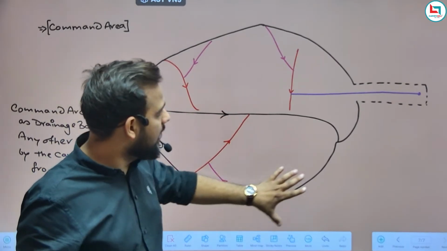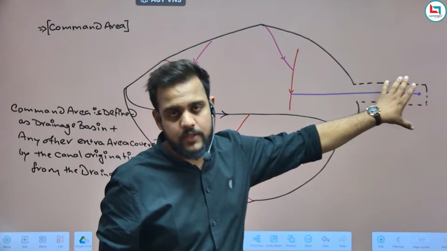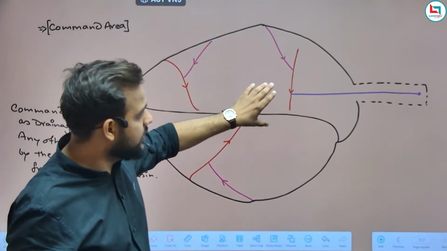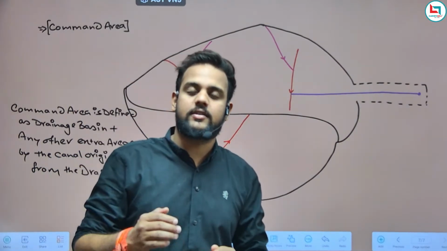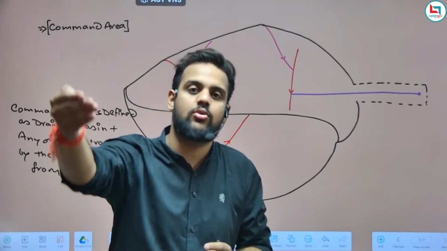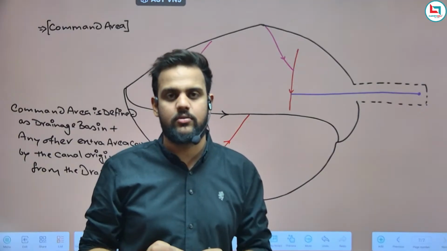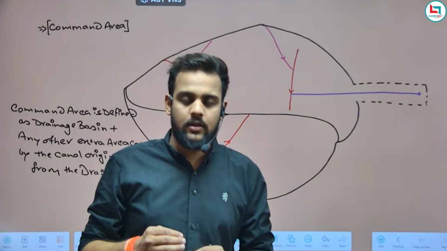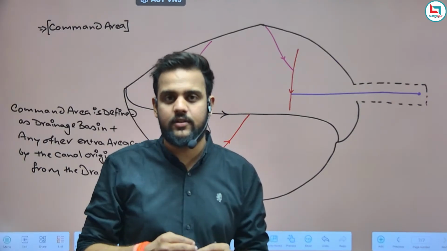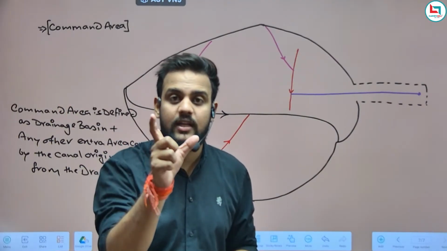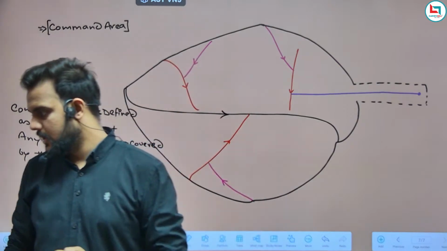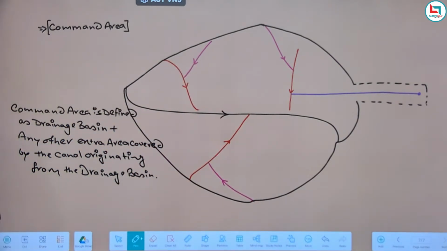So the drainage basin plus any extra area which is getting water through a canal from this main river is known as the command area. Remember, if we have constructed a canal and we are supplying water to any other area which is not naturally part of the drainage basin of this river, then that area plus the drainage basin is known as the command area. Remember this. The command area is the total area where the main river, its tributary and its canal are the major source of water.